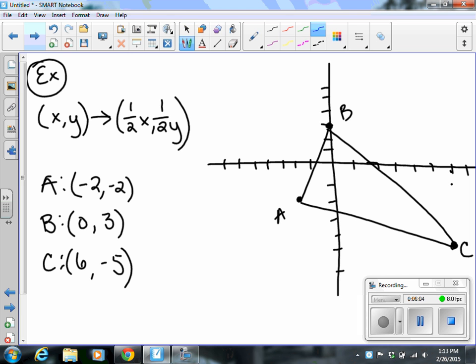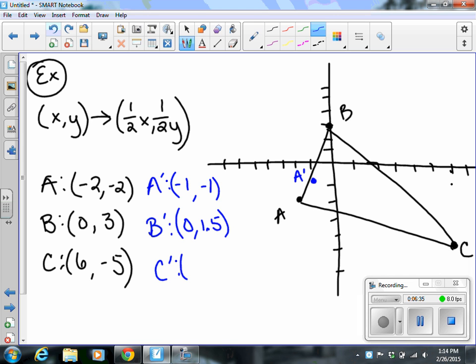So to start off with, I'm going to go ahead and list out my points. I think it's easier if you list them out and then graph them. That's just my personal preference. So A prime, 1/2 times -2 is -1. It stays the same for that one. B prime, 1/2 times 0 is 0. 1/2 times 3 is 1.5. Because it's a decimal, I'm going to give an approximation. I know that my tick marks are going by 1, so it's just halfway.